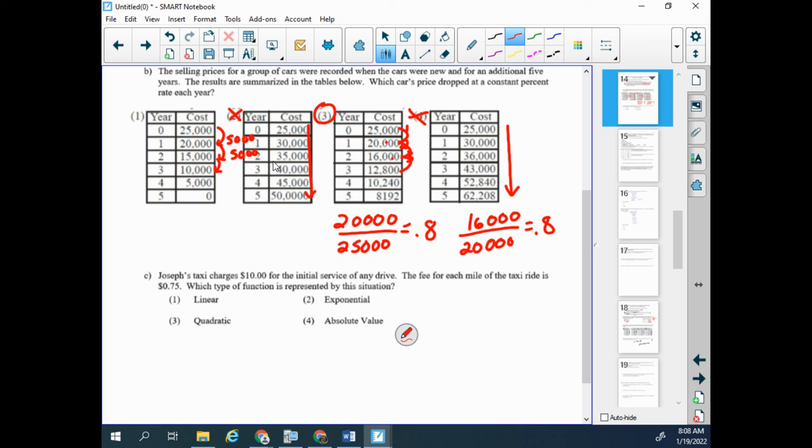The next one says Joseph's taxi charges $10 for the initial service of any drive. The fee for each mile of the taxi ride is 0.75. Which type of function is represented by this situation? So I have a start value, which we could have with an exponential function as well, and then it's going up by the same number each mile. So that's linear, constant numerical change.